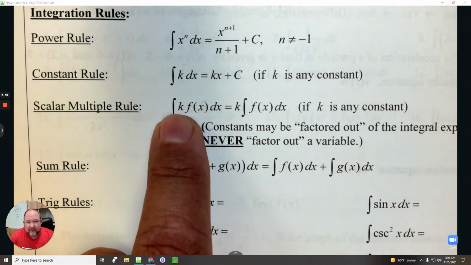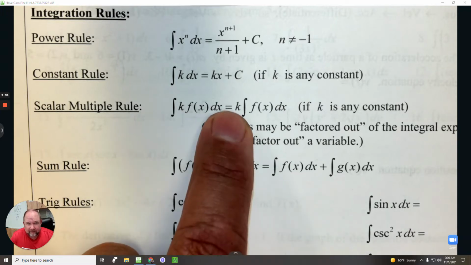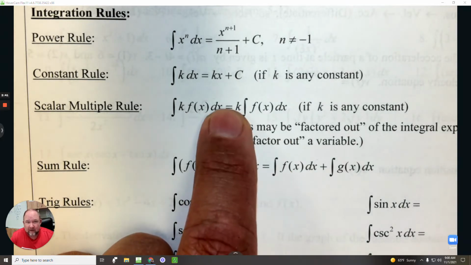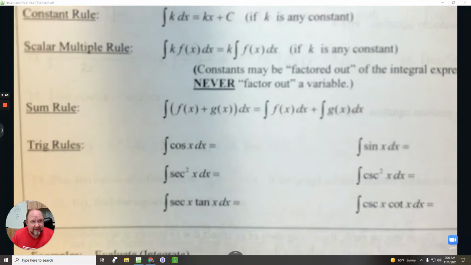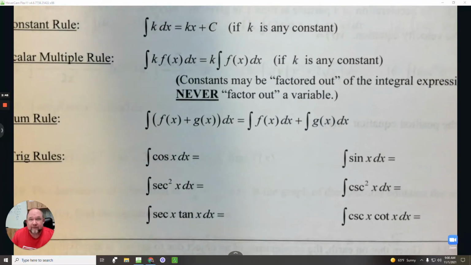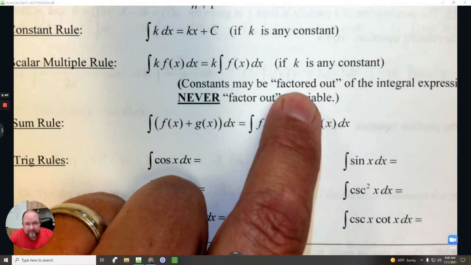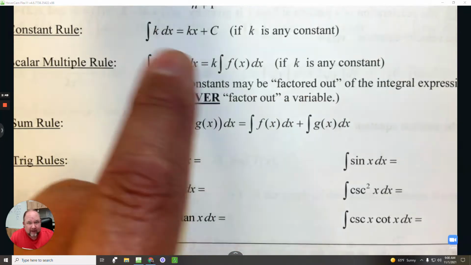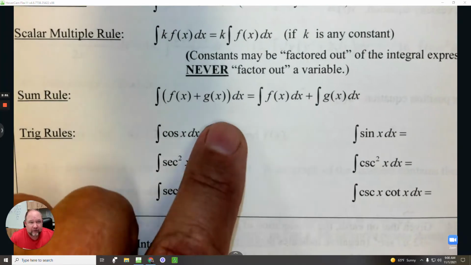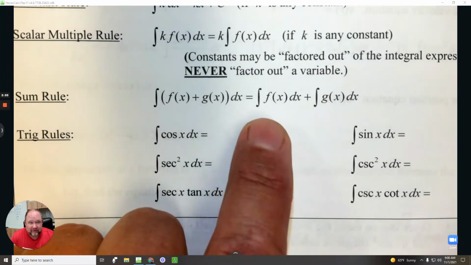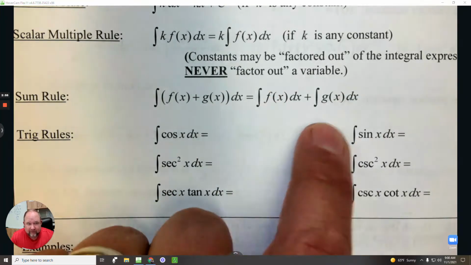If I integrate, you could factor a constant out in front and then integrate and then tack on the constant at the end. You can never factor out algebra. You can't factor out a variable, but a constant you could factor out. If you have adding or subtracting, you can just integrate each part separately, and that's your answer.